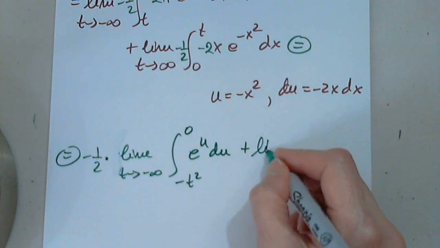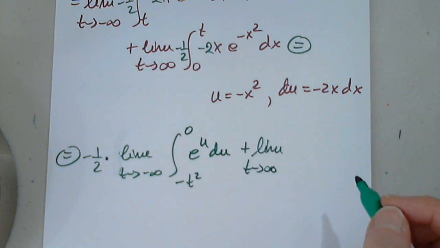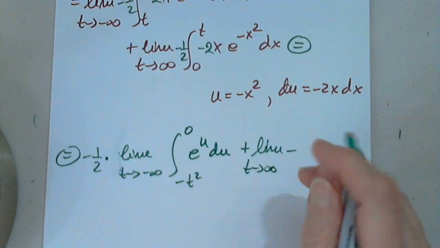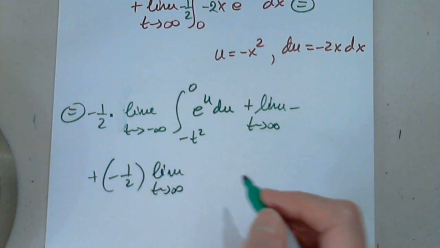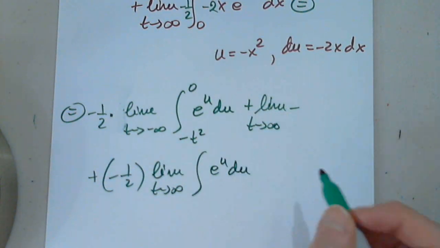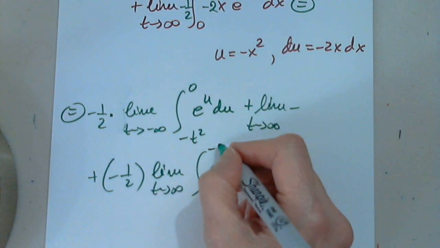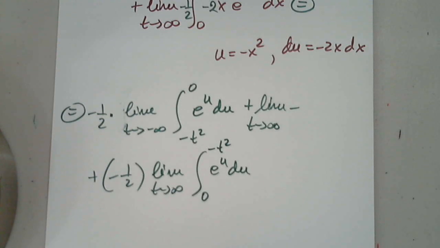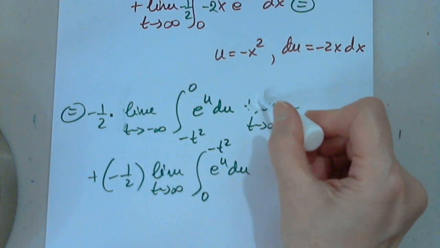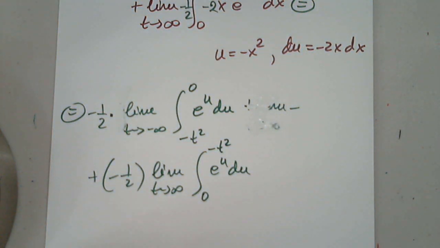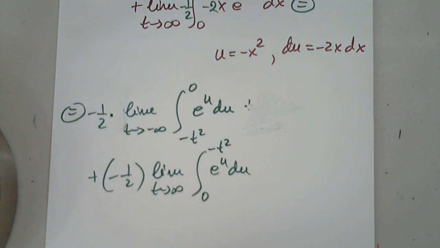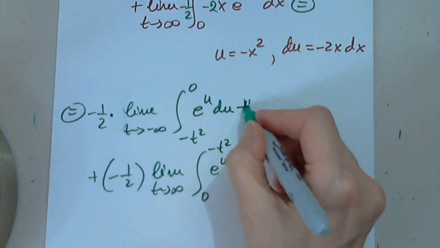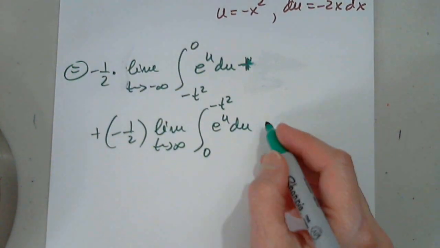Plus the limit as t approaches infinity. I'm rushing and I shouldn't. Okay, the limit as t approaches infinity, again of the integral of e to u du. Now careful, 0 here and -t squared up there. So this is still plus. There is no change there.